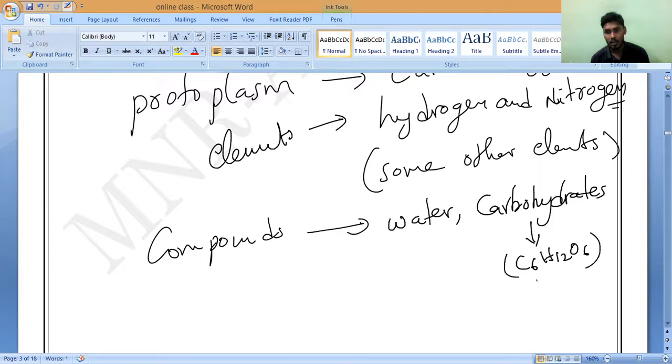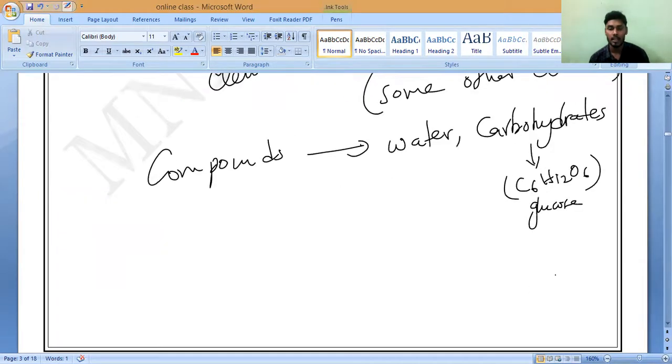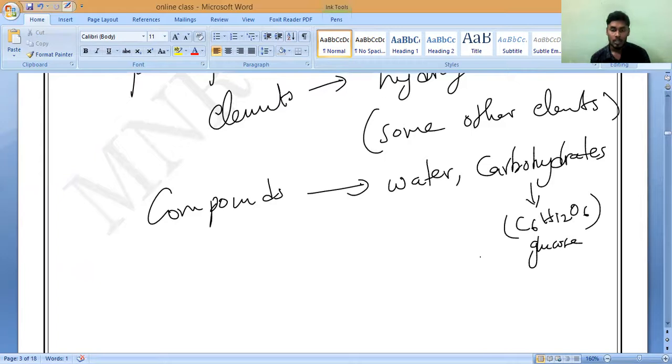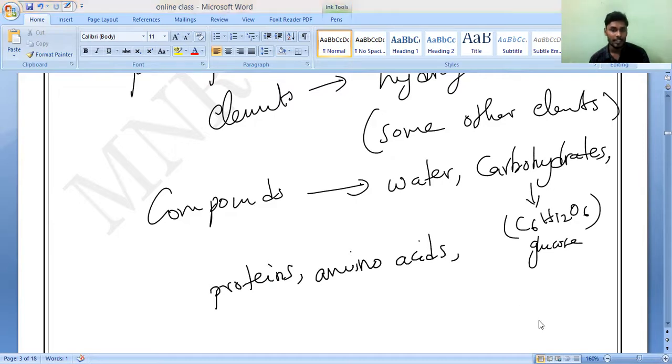C6H12O6. This is only called glucose. So this is also present inside the cytoplasm. Sorry, this is protoplasm. So water, carbohydrates, proteins. Please note it down. Very important. Proteins, amino acids, fats, everything. Write it: amino acids, proteins, fats.